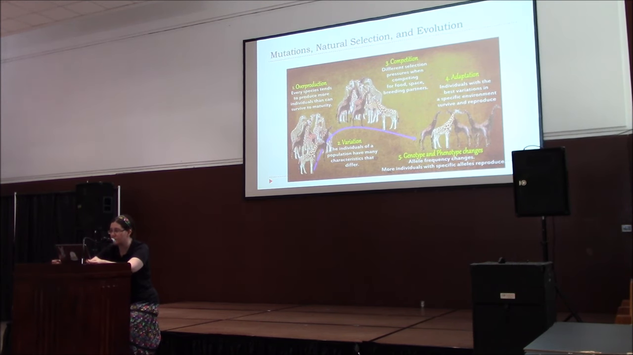I'm particularly susceptible to mosquitoes. If there's a mosquito-borne illness going around, I'm more likely to get it, so I'm more likely to die, and less likely to pass on my genes to the next generation. So adaptation occurs when the individuals with the best variations outcompete the other individuals in terms of reproduction. It comes down to differential reproduction. Who has the most kids? So Catholics, we're doing great. And then you end up with a population that's changed over time.